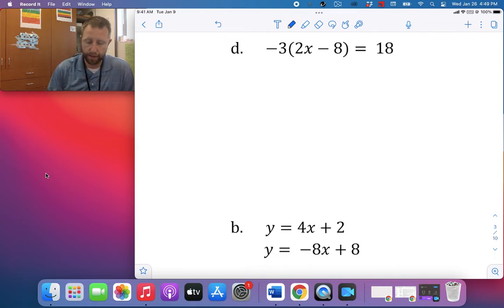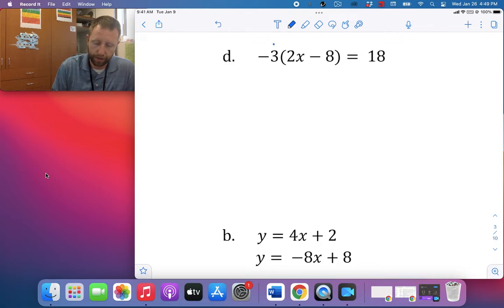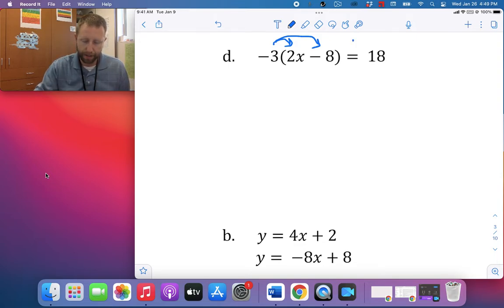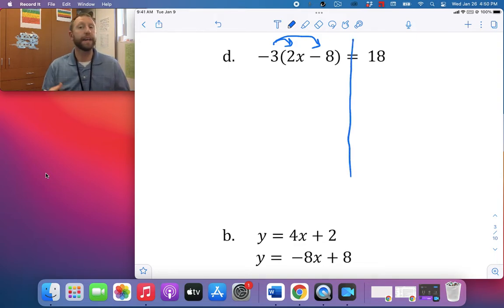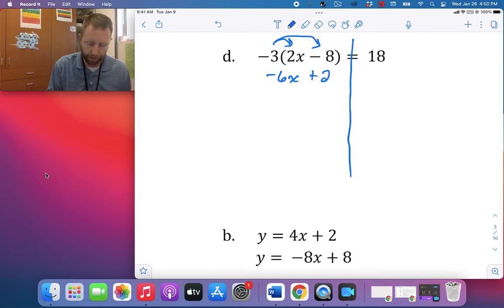We do see parentheses, so right away that should send off a light bulb in your head, like, oh, parentheses, I know I've got to distribute. Draw your wall. Negative 3 times 2x is negative 6x, and then negative 3 times negative 8 is positive 24. And that equals 18. Looks like it's just a two-step equation from here. Looks like I've got to subtract 24 from both sides first.